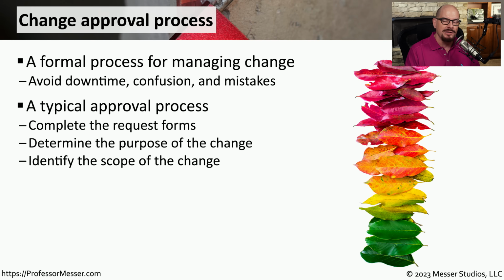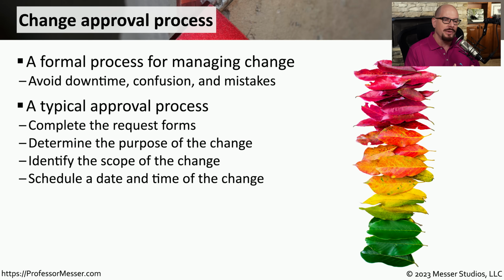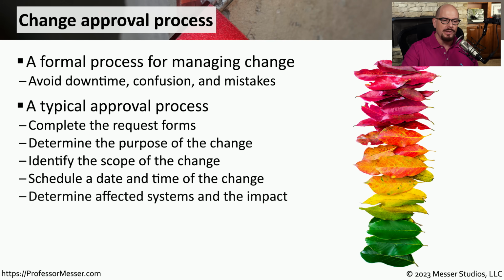It might be a single system or a number of different systems, and whoever's making the decision to either allow or disallow this change needs to understand what this scope would really be. There would be a scheduling process, so we would know exactly when the date and time for this change would be, and then we would know what systems would be affected by this change and the impact of that change.